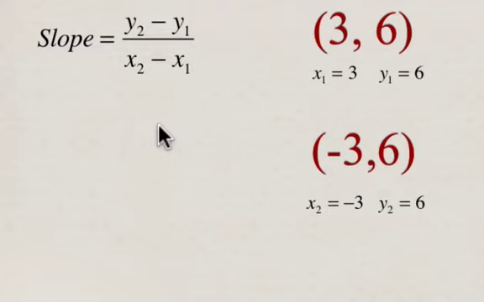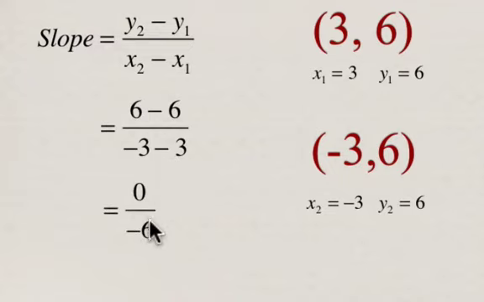And so now when we sub into our formula, we get 6 minus 6 over -3 take away 3. 6 minus 6 is 0, and negative 3 take away 3 is negative 6, but 0 divided by negative 6 is just 0.